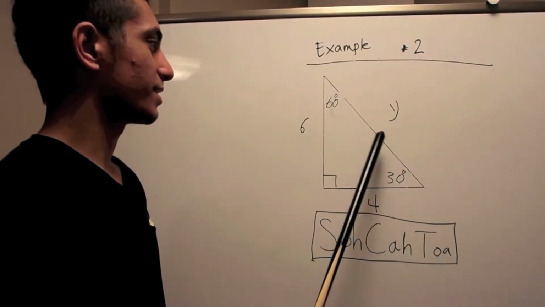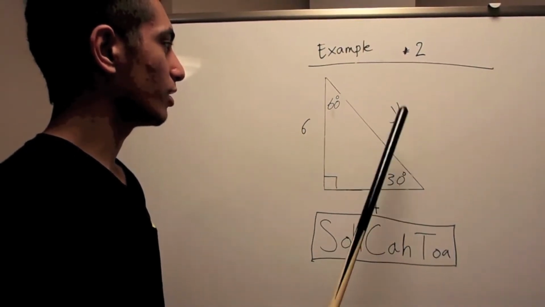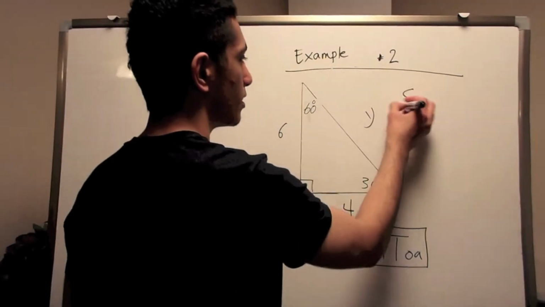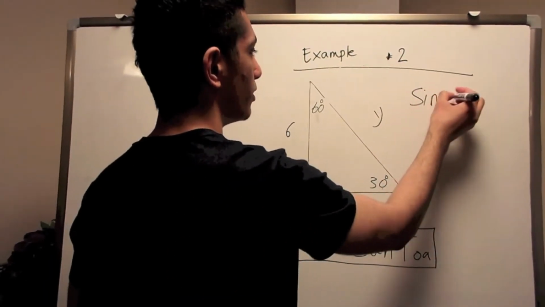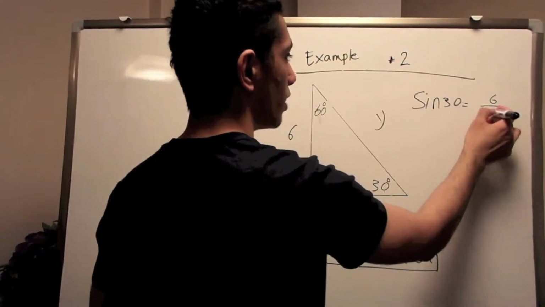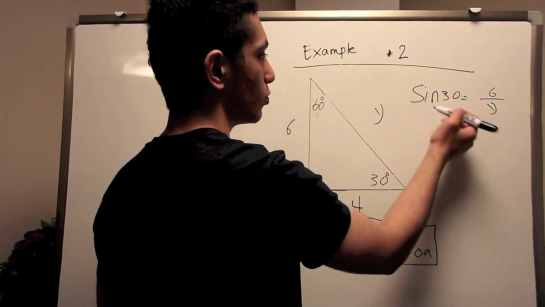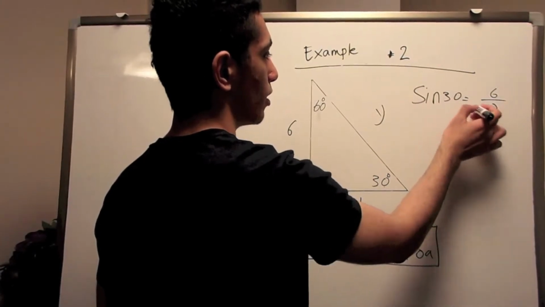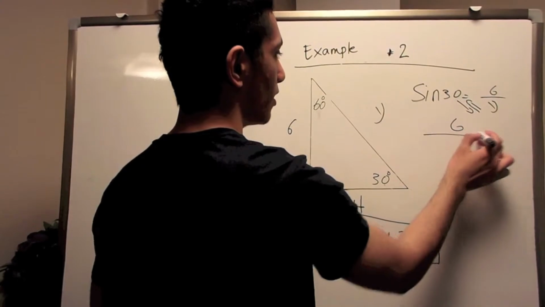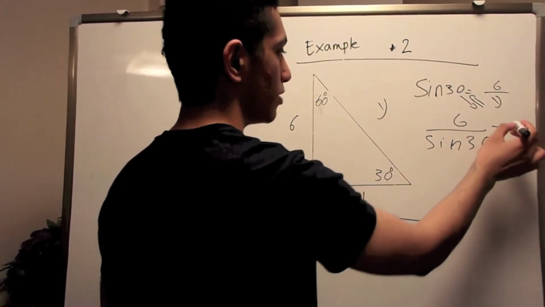This question is asking us to find the value of y of a 30-60-90 triangle. To find the value of y, we can use sine. So sine of 30 is equal to 6 over y. And whenever you have the variable in the denominator, you can always switch it with this value. So 6 is divided by sine of 30, which equals 12.